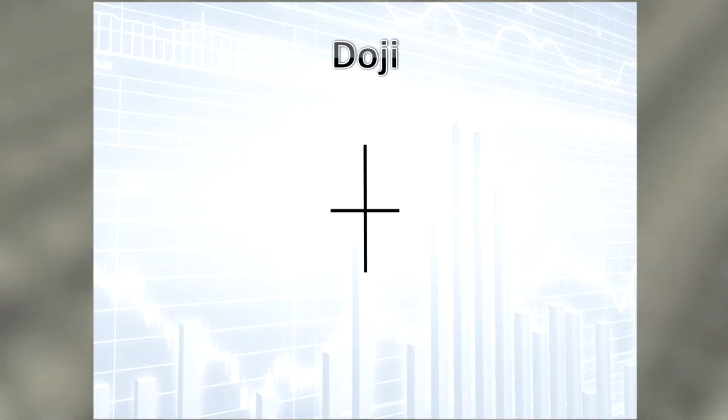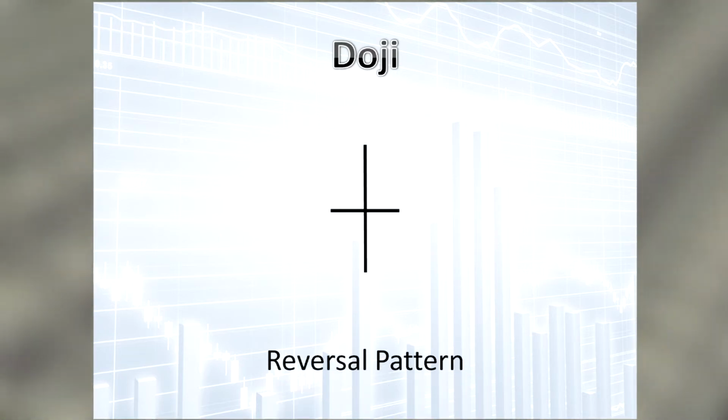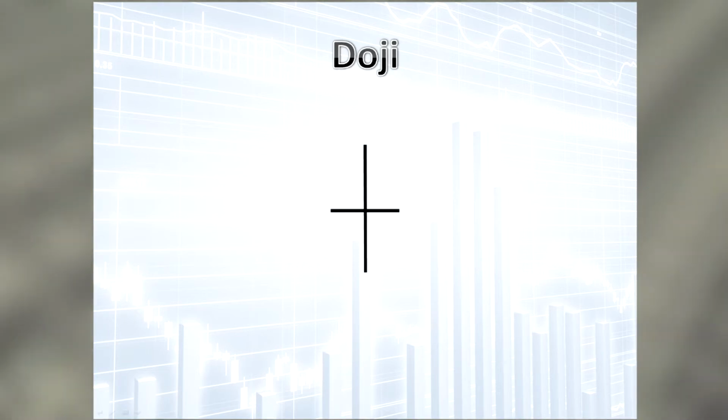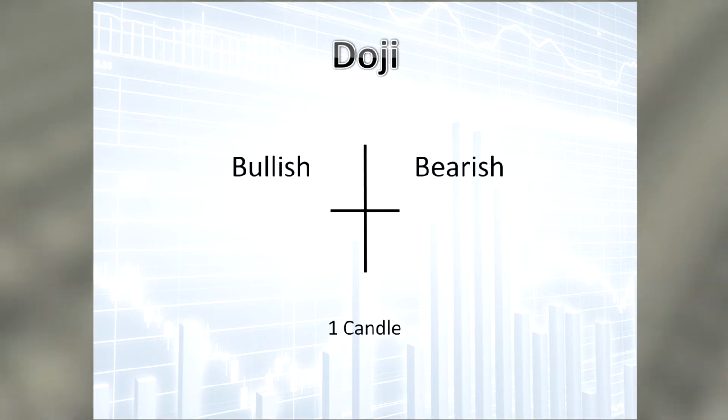But let's go on with some technical analysis and candlestick patterns, going today into the Doji. So like the other candlestick patterns we saw so far, the Doji is a reversal pattern, and like the other reversal patterns that we saw, it is made up of a single candle, and the wicks can be of different lengths. However, unlike the other reversal patterns, the Doji can be considered to be either bullish or bearish, depending on where it is found.